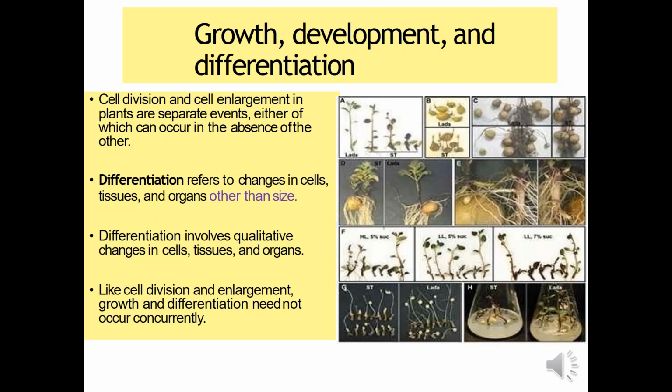So differentiation is different from cell division and enlargement, in that they do not occur concurrently. It means growth and differentiation do not occur at the same time, because differentiation first requires growth. After the growth, then they may have differentiation. They do not occur concurrently.